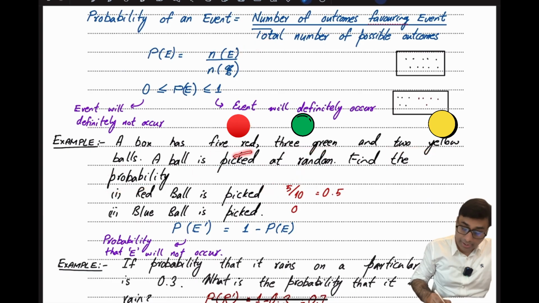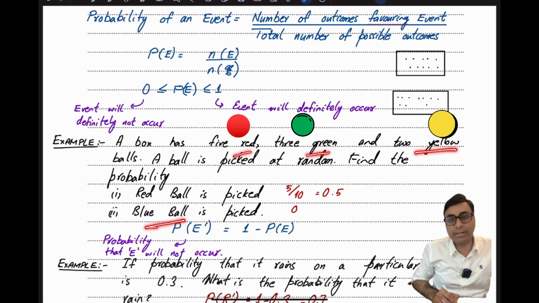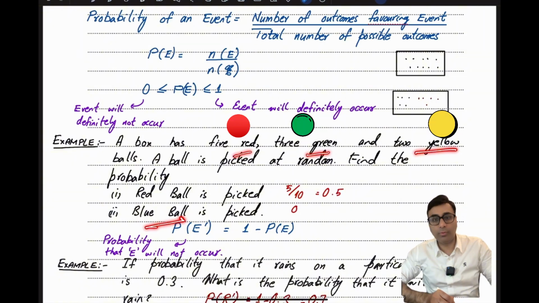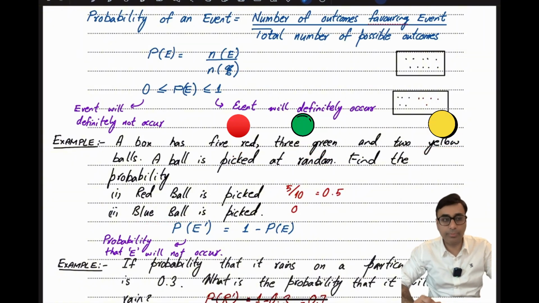There are red balls, there are green balls, and there are yellow balls. There is no blue ball. So the probability of picking a blue ball is going to be 0. That means it is not at all possible that the ball that is going to be picked is going to be blue.